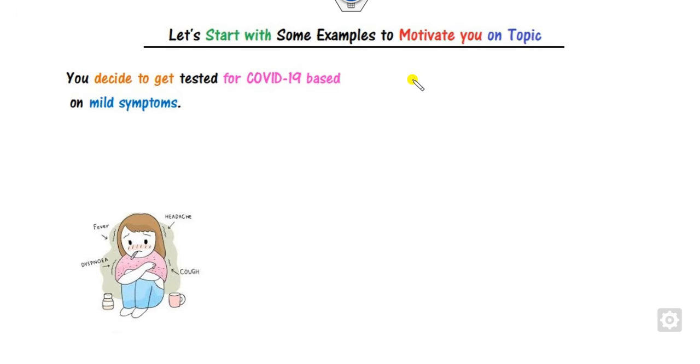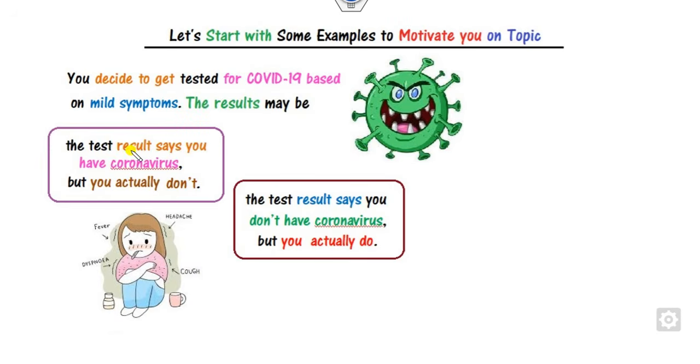Say you have decided to get tested for COVID-19 based on some mild symptoms like headache, fever, cough and so on. What will happen once you get tested? The test result may say you have coronavirus, but you actually don't have it. Similarly, the test could say that you don't have coronavirus, but you actually do. What is the meaning of these two cases?